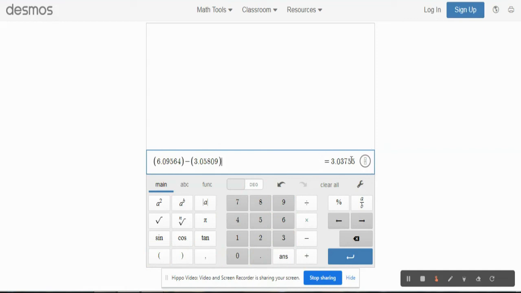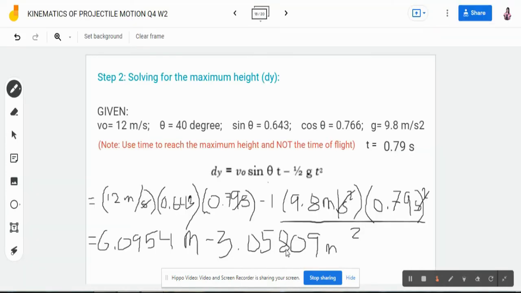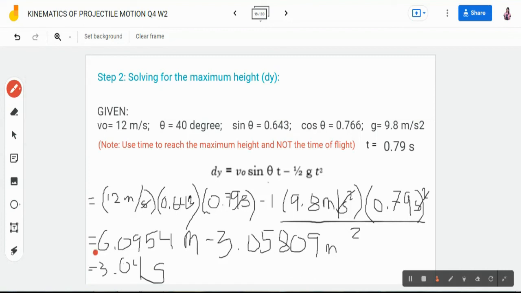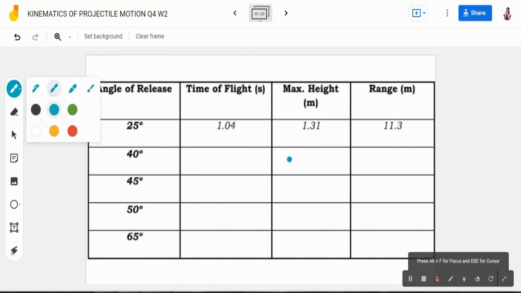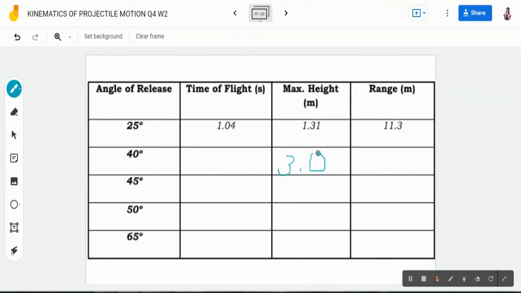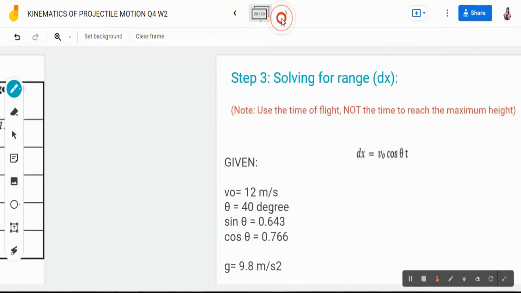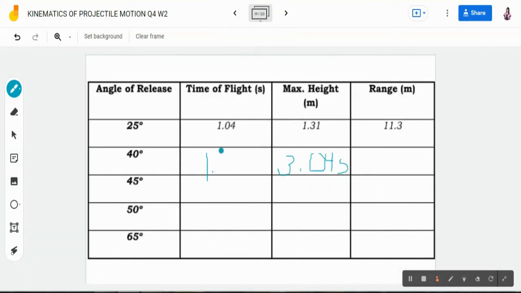We have 3.04 meters kasi niround na natin siya. So, ito na yung ating final answer. 3.04 meters. So, ito yung ating final answer or ito na yung ating maximum height. Ayan. So, ito siya. Lagay natin dito, 3.04. Ito yung ating maximum height. So, lagay lang natin yung time of flight kanina na 1.58 seconds. So, ito yun, 1.58 seconds.